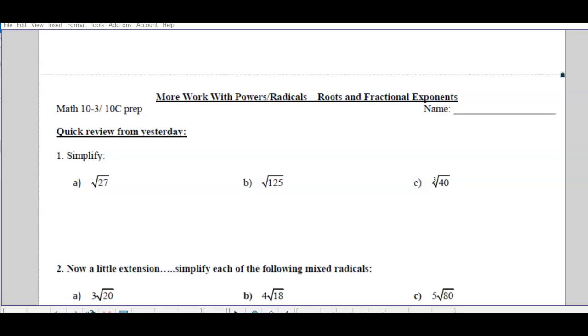So, first part here is a review from last lesson, simplifying. Remember I have up here all the perfect squares, and these are the perfect cubes. Okay, so perfect squares, you want to look for the biggest factor of 27 that's a perfect square. So obviously you're not even going to look past here. So what goes into 27 evenly?